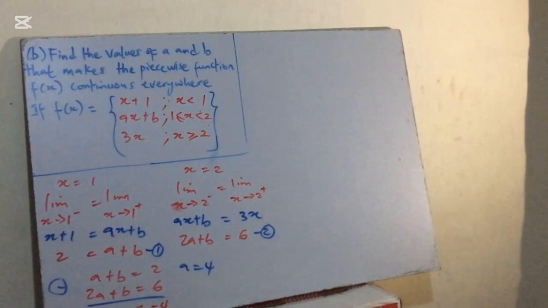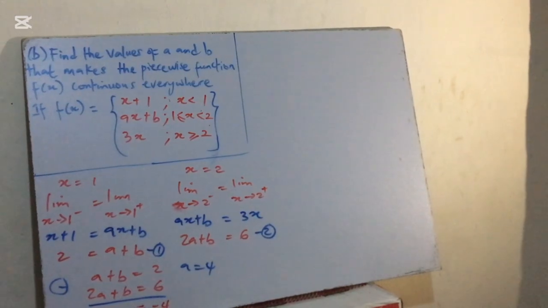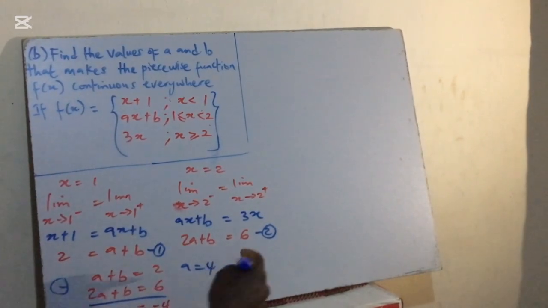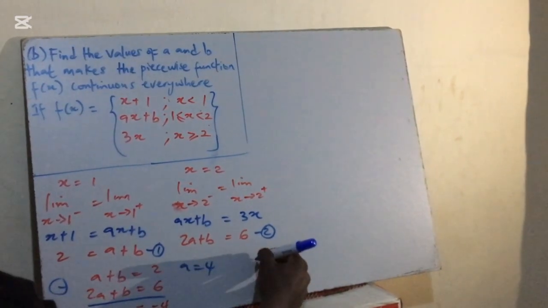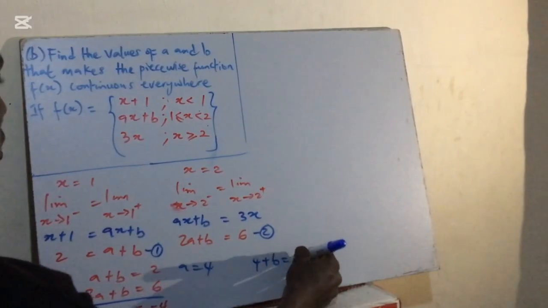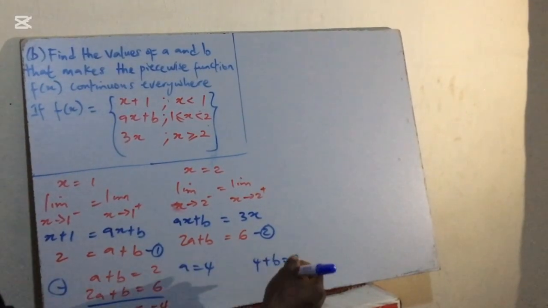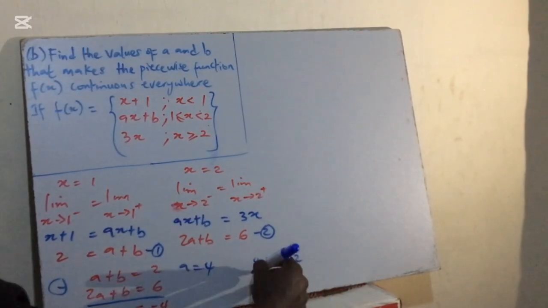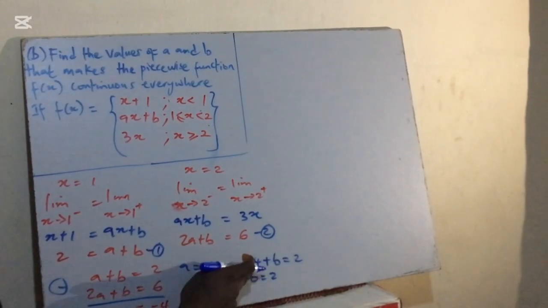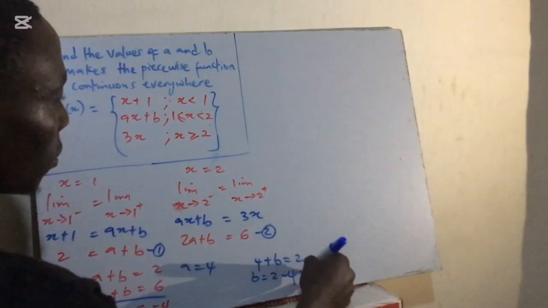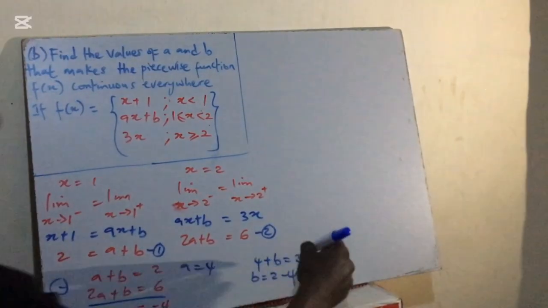So what do we do here? Insert a in any of the equations you like. So I can choose equation 1. I'll just say 4 plus b equals 2, because a is now 4. So we just bring this 4 here. So I will say b is equal to 2 minus 4, which is equal to what? Minus 2.